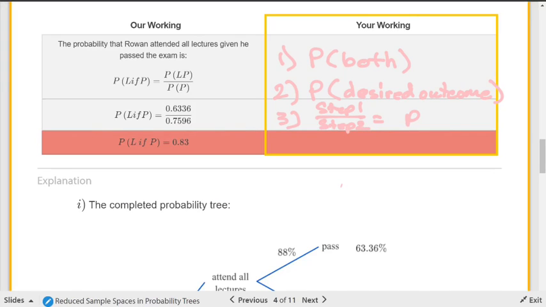Okay. So first step, find the probability of both. Second, find the probability of the desired outcome, win, sauce, pass, whatever. And then just take step 1 divided by step 2 to get your final probability, your restricted probability. And that'll do it for you. Okay.